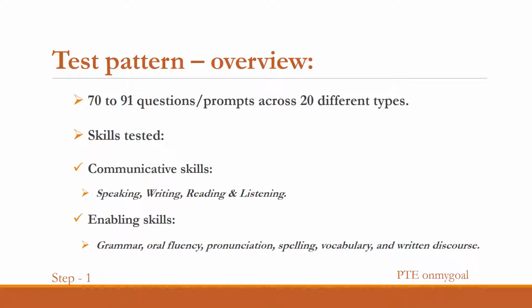Enabling skills are the ones which contribute to one or more of these communicative skills. Enabling skills will be the correct usage of grammar, oral fluency in terms of smoothness and effortlessness, and the consistent pace of the speech, pronunciation, spelling, vocabulary, and the written discourse in terms of correct and efficient written language including punctuations, logic development, and the linguistic resources which you have used during the written tests.